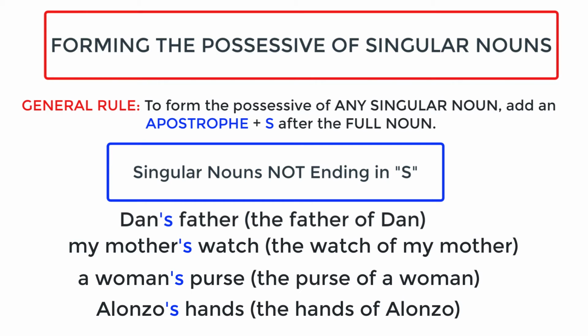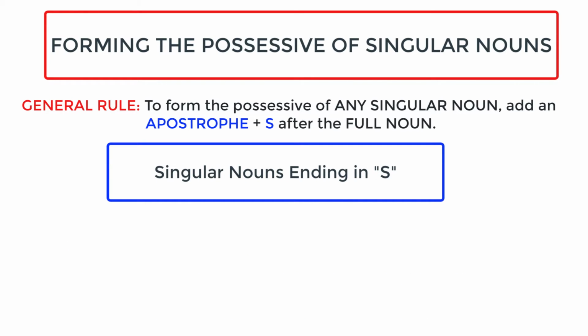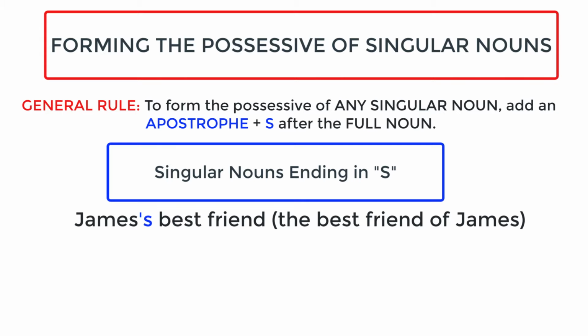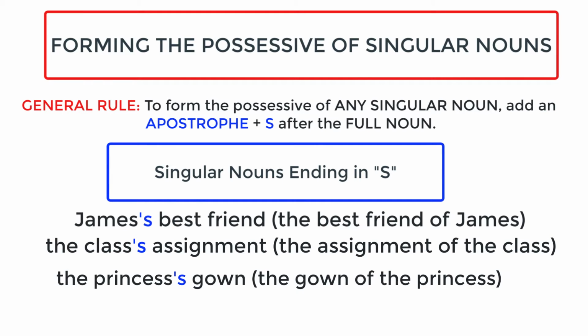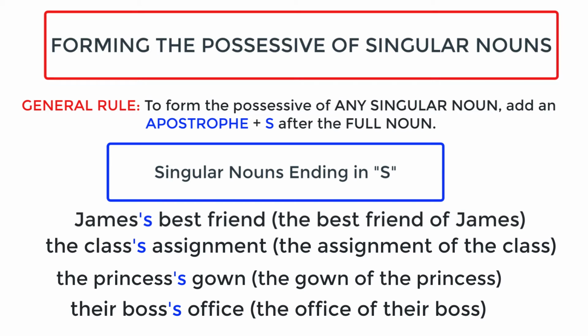When forming the possessive of a singular noun ending in S, note that you will place the apostrophe S after the full noun. James's best friend, the class's assignment, the princess's gown, their boss's office. When you hear the pronunciation of these words and you close your eyes, you will notice that they sound just like the plural. Be careful with this because many writers incorrectly use the apostrophe to show plural.